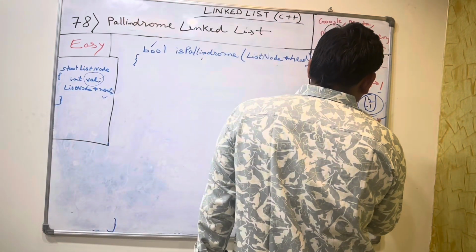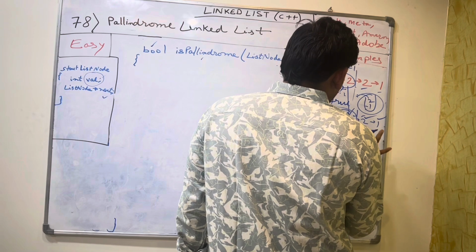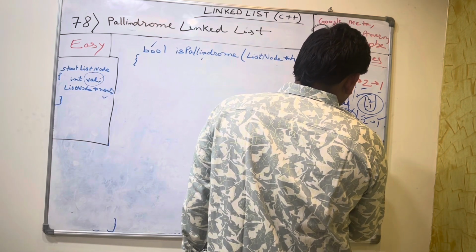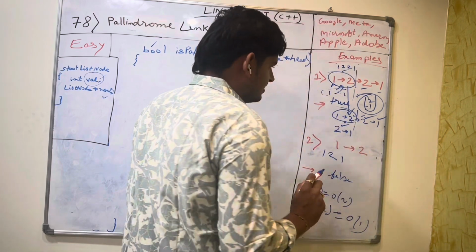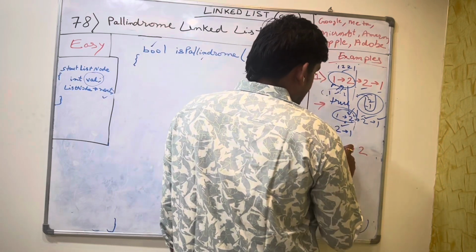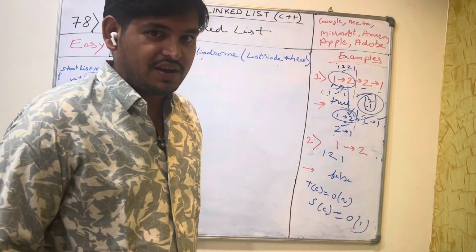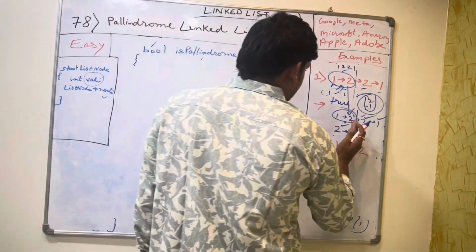So if we find the middle of the linked list, and then after finding the middle, we reverse this part of the linked list, and then we check whether these are the same or not. We can do it, right? So let's do it. Find the middle of the linked list.